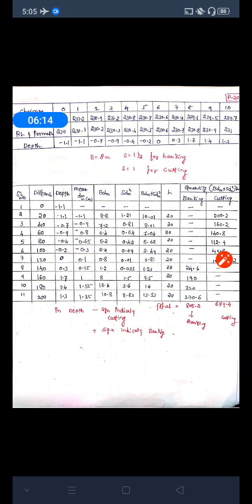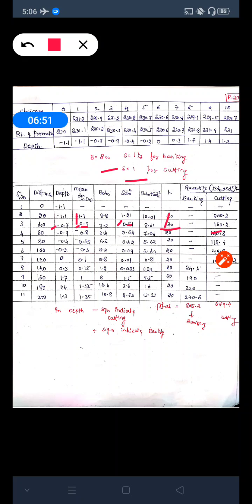Similarly for the 40 meter chainage, the depth will be 0.7. So 1.1 plus 0.7 by 2, then I got 0.9. For this 0.9 I multiplied by 8, and I got 7.2. Then S dm square, S is 1, and 1 into 0.9 square I got 0.81. Then 7.2 plus 0.81 I got 8.01. For this 8.01 I multiplied by 20, and I got the total quantity, 160.2. The 20 means the chainage, guys, the distance between the two chains, that is 20 meter length.